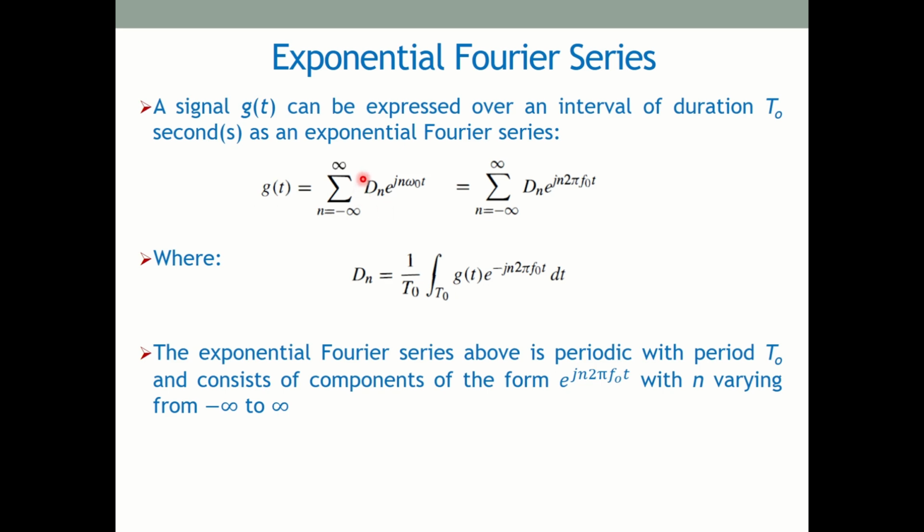The next task is to determine the contribution of each complex exponential in this sum. That can be done by using the formula for D n. This represents the coefficient, or the contribution, of each complex exponential. It is determined by taking the integral over one time period of g(t) and another complex exponential, e raised power minus j n omega naught t, or n 2 pi f naught t. This is the significance of the Fourier series. The exponential Fourier series above is periodic over period t naught, and consists of components of the form e raised power j n 2 pi f naught t, where n varies from minus infinity to plus infinity.